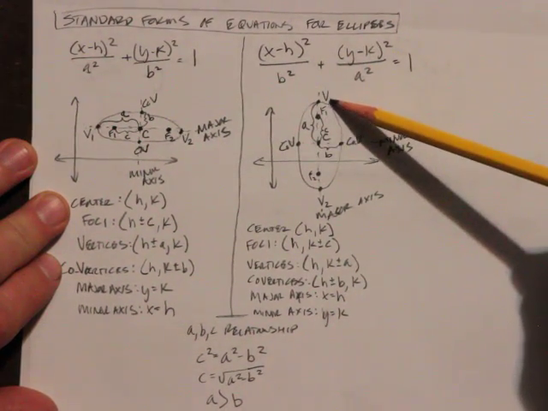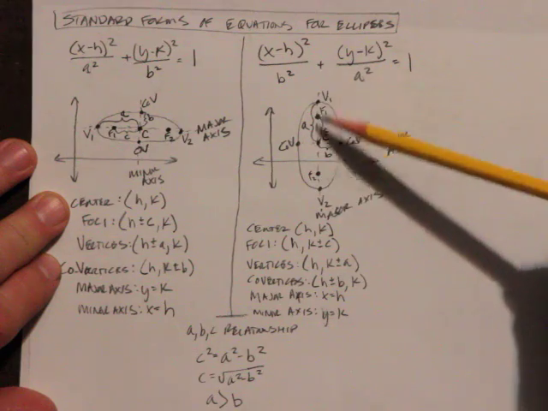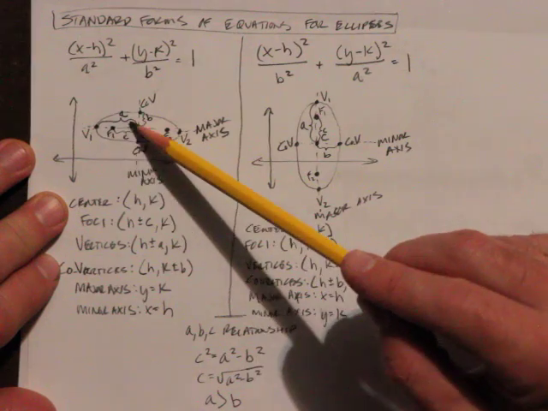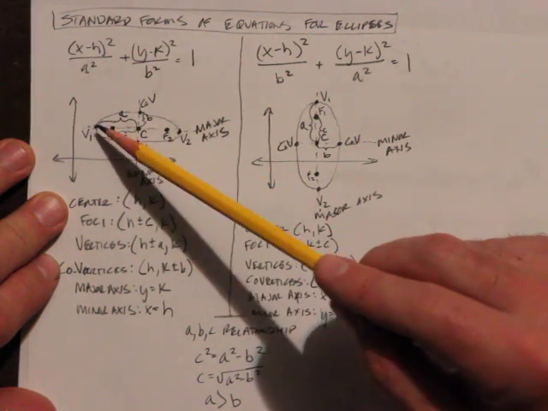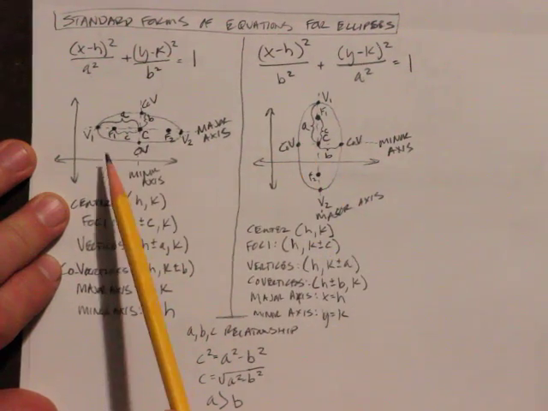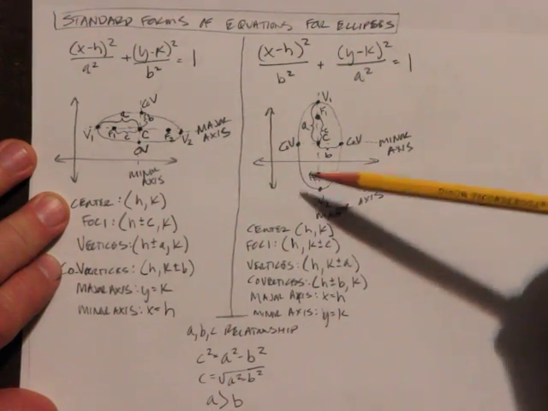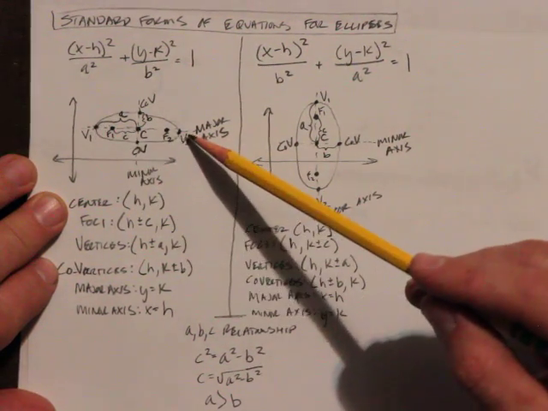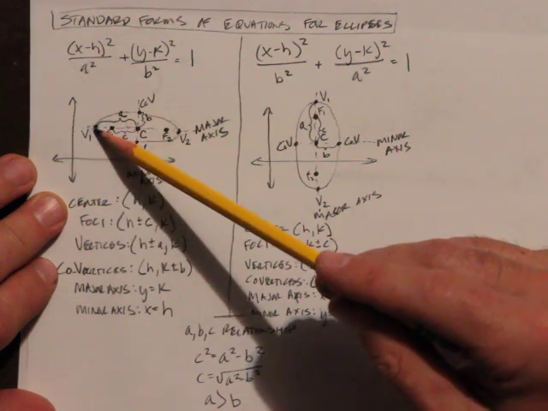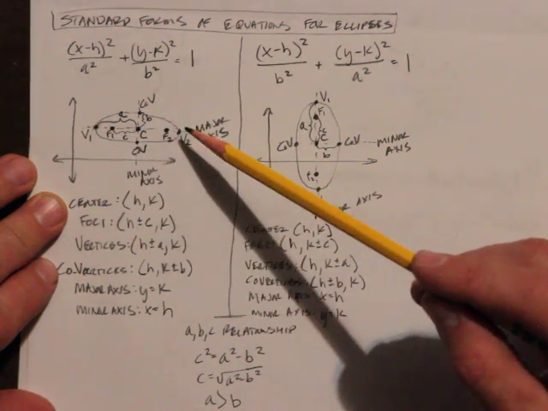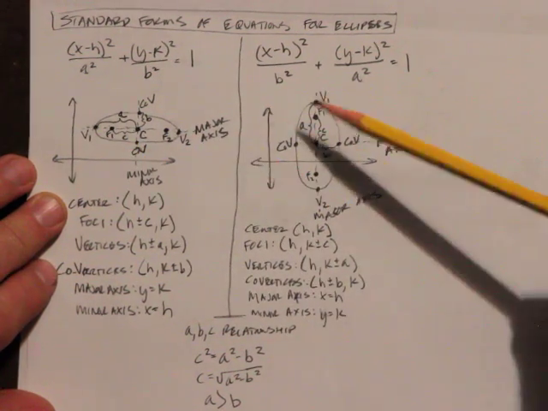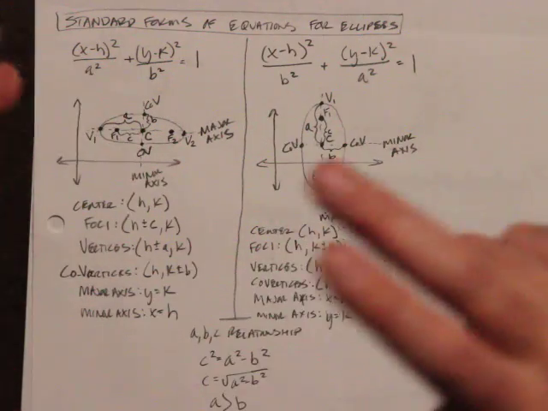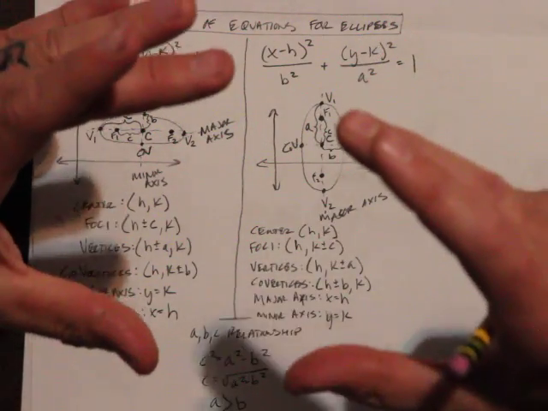This V1 and V2, these are the vertices. Notice how they are on the edges, along with the a. So vertex 1 and vertex 2 are along the major axis. The major axis is a line that goes through the vertex, the center, the foci, and the other vertex. It goes through all of those. The major axis is the one that goes along the longer part of the ellipse.